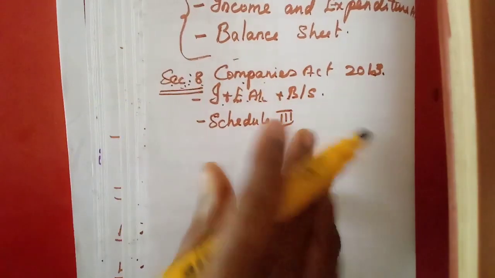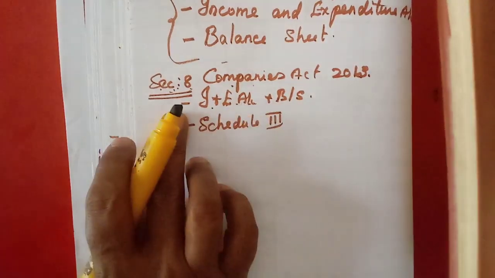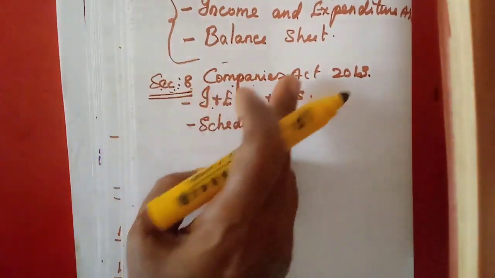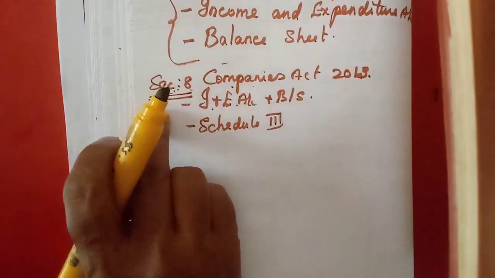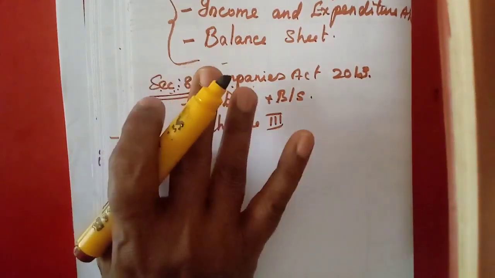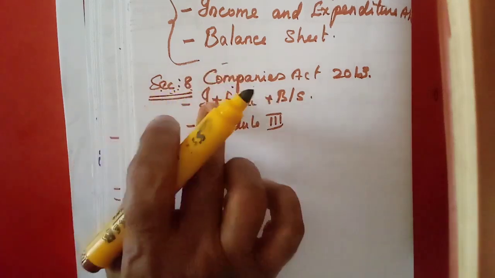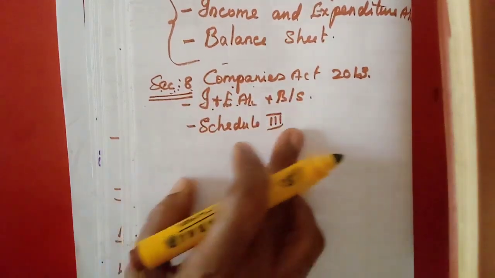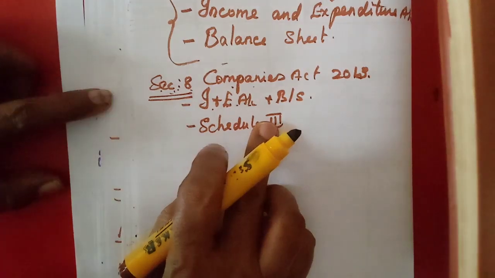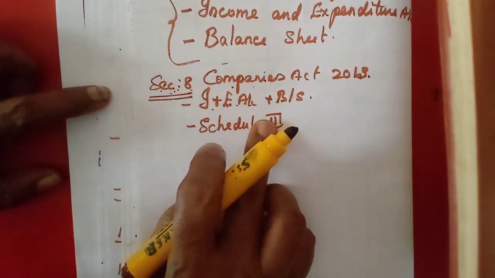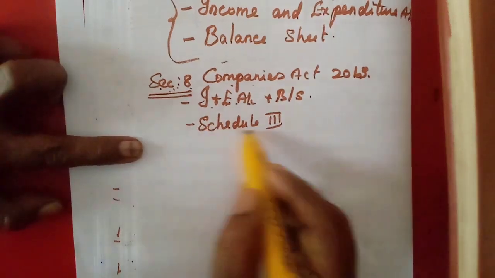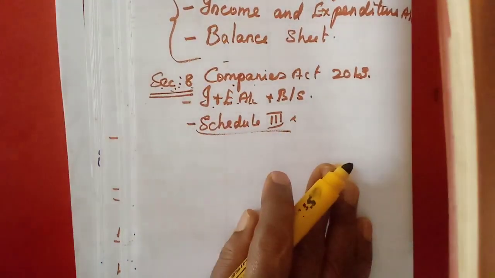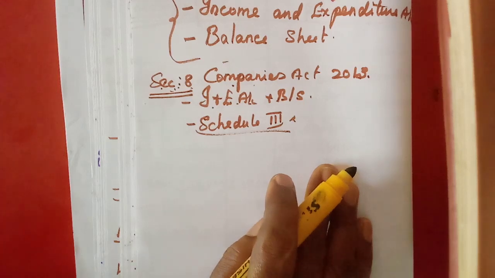Understood? They may ask us for 1 mark, so you should know. Some not-for-profit organizations can also be registered under the Companies Act as per Section 8. If the organization is registered as per this section, they have to maintain the income and expenditure account and balance sheet as per Schedule 3 of the Companies Act. But in this lesson, we are going to prepare the income and expenditure account and the balance sheet not up to this Schedule 3. It is different from that one.